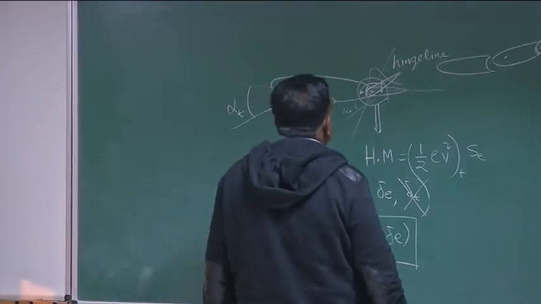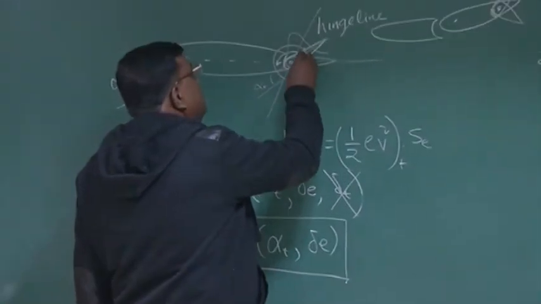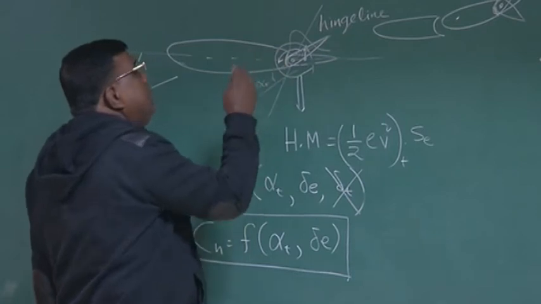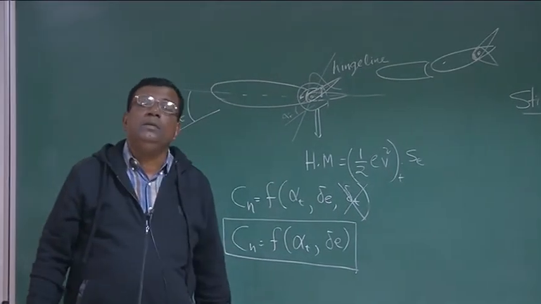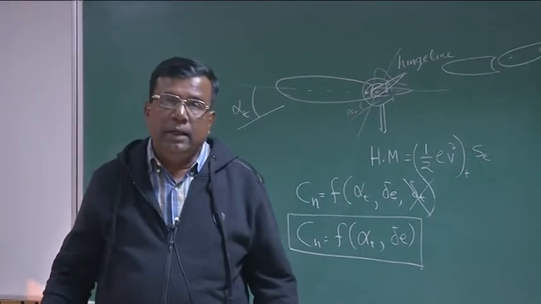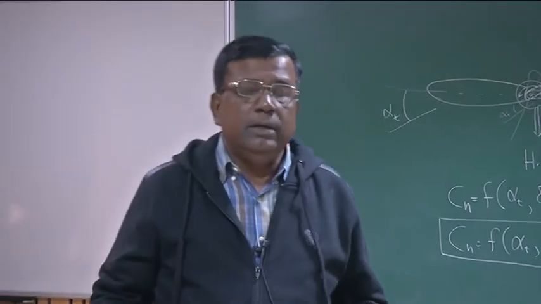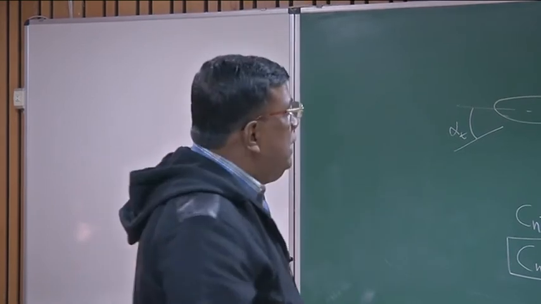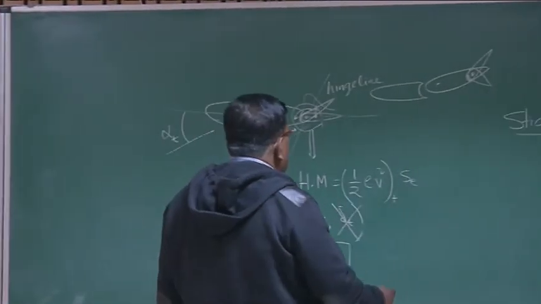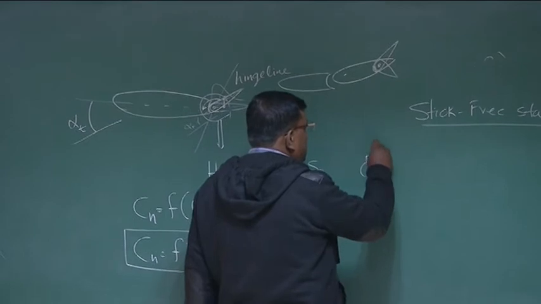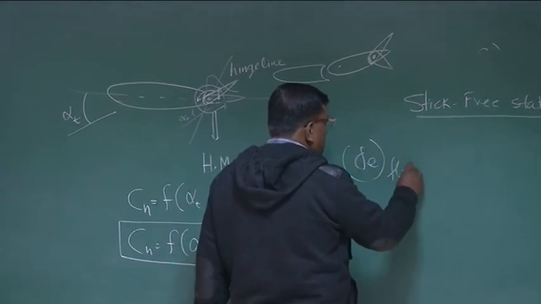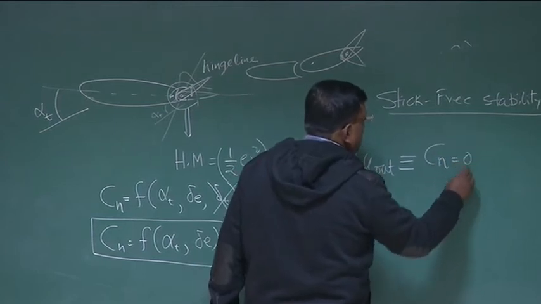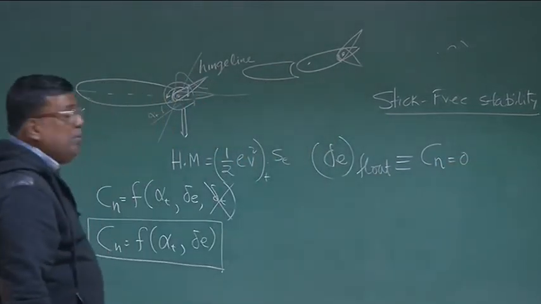Okay? By simple common sense, you understand that this elevator for a given alpha t will float till the time when the hinge moment coefficient becomes 0. Naturally, as long as there is a hinge moment coefficient, it will go on floating. So what is that? It's delta E float, which corresponds to when the CH becomes 0. And what is CH? How do I model CH?